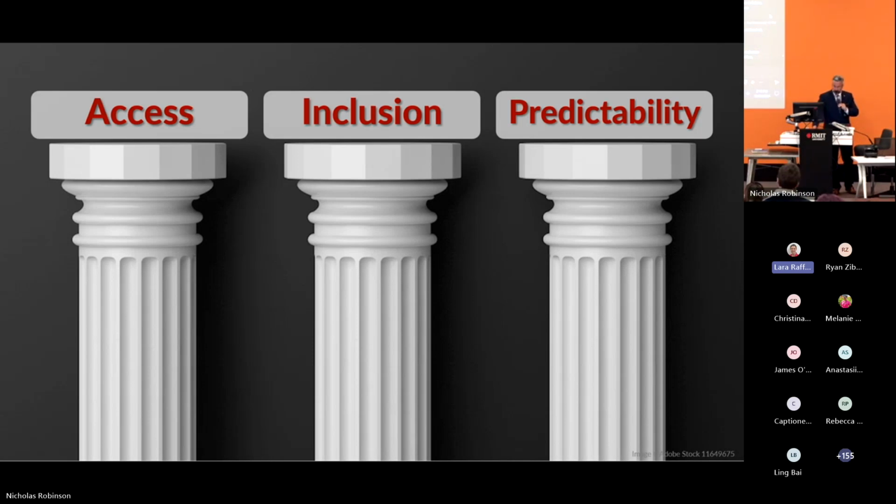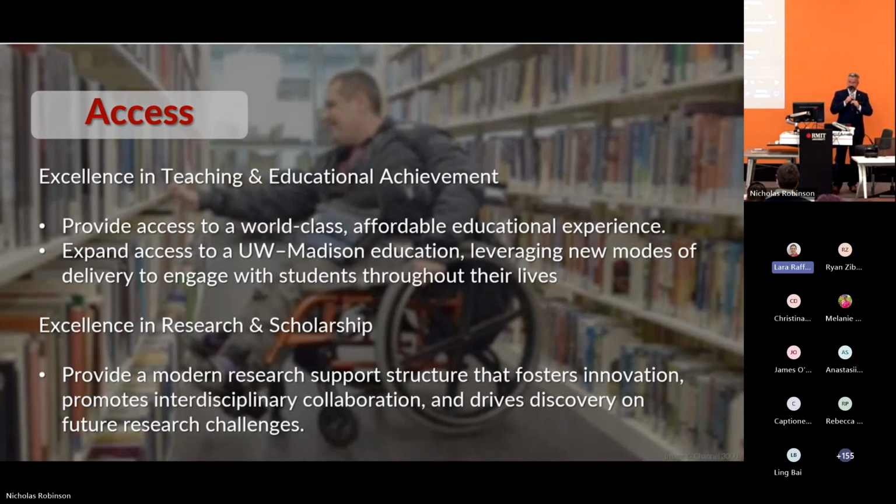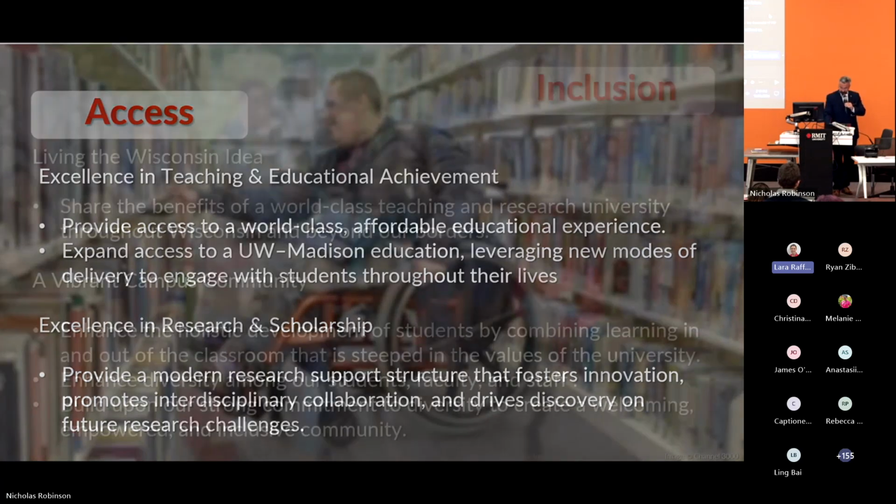I won't read everything on your screen, but the first strategic priority that UDL at scale addresses is access. On the screen is an image of a graduate student in the library stacks using his wheelchair to get around. The text is from our strategic plan. It's the sort of language you can find, quote, and align with your UDL message. For instance, we're all about providing a world-class, affordable educational experience. It's right there in our vision statement.